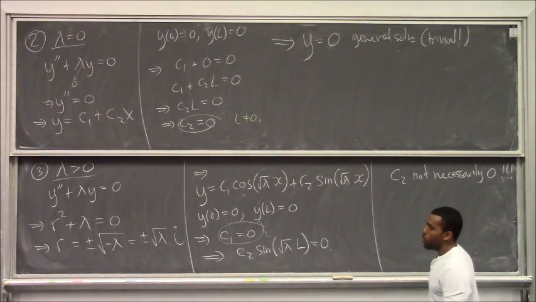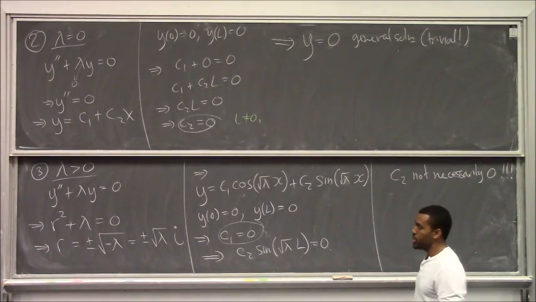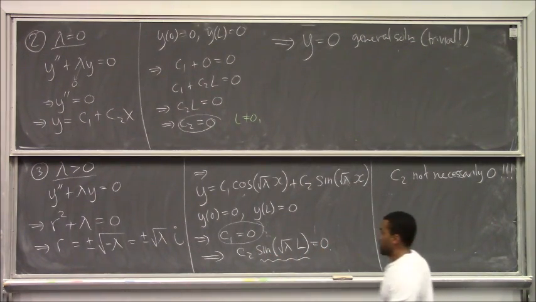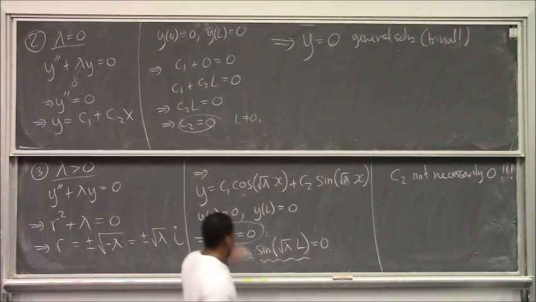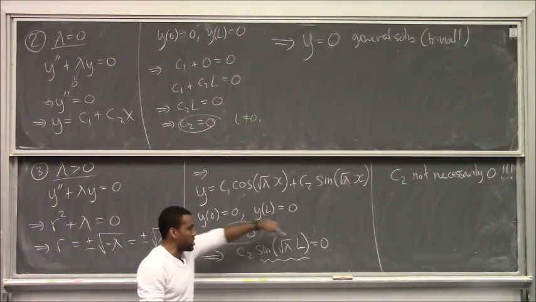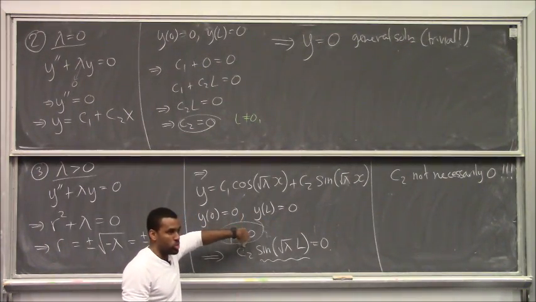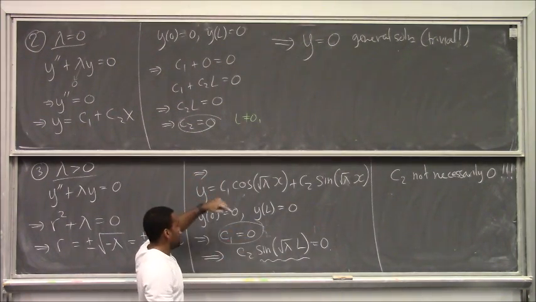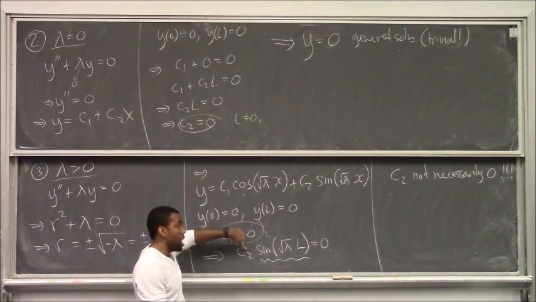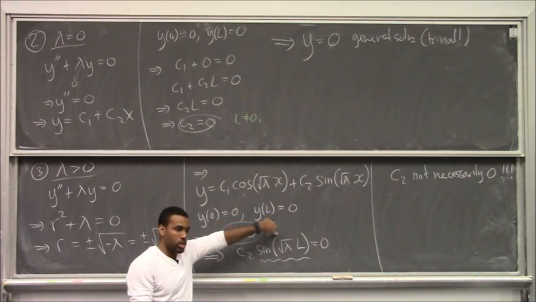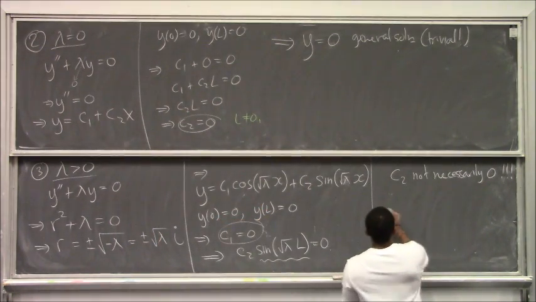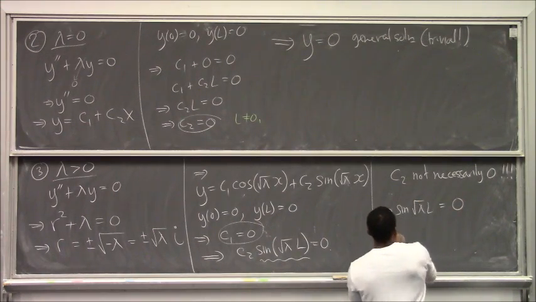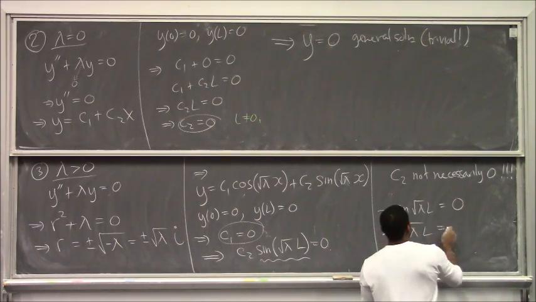Which means if I want to not have a trivial solution again, all I need to do is make sure that this part is 0. This times this equals 0. It means one or the other has to be 0. I do not want C2 to be 0 because that will just make y 0, which is uninteresting. So I'm going to force my C2 not to be 0, so that means the sine function has to be 0. Now, if sine of radical lambda L equals 0, what does that mean for radical lambda L?